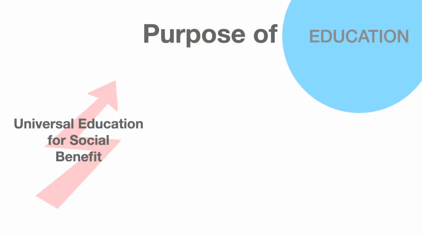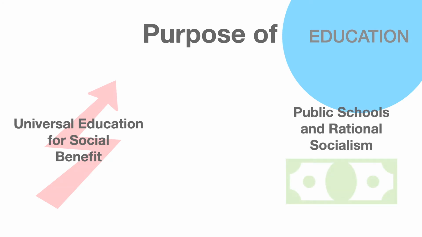So it's a good thing to have an educated population. They're less likely to be manipulated. The next one is public schools and rational socialism. Socialism obviously gets a bad rap, particularly in America, but socialism is essentially, how do we give something to everybody? Because it's important for everybody to have it, and it's rational for that.